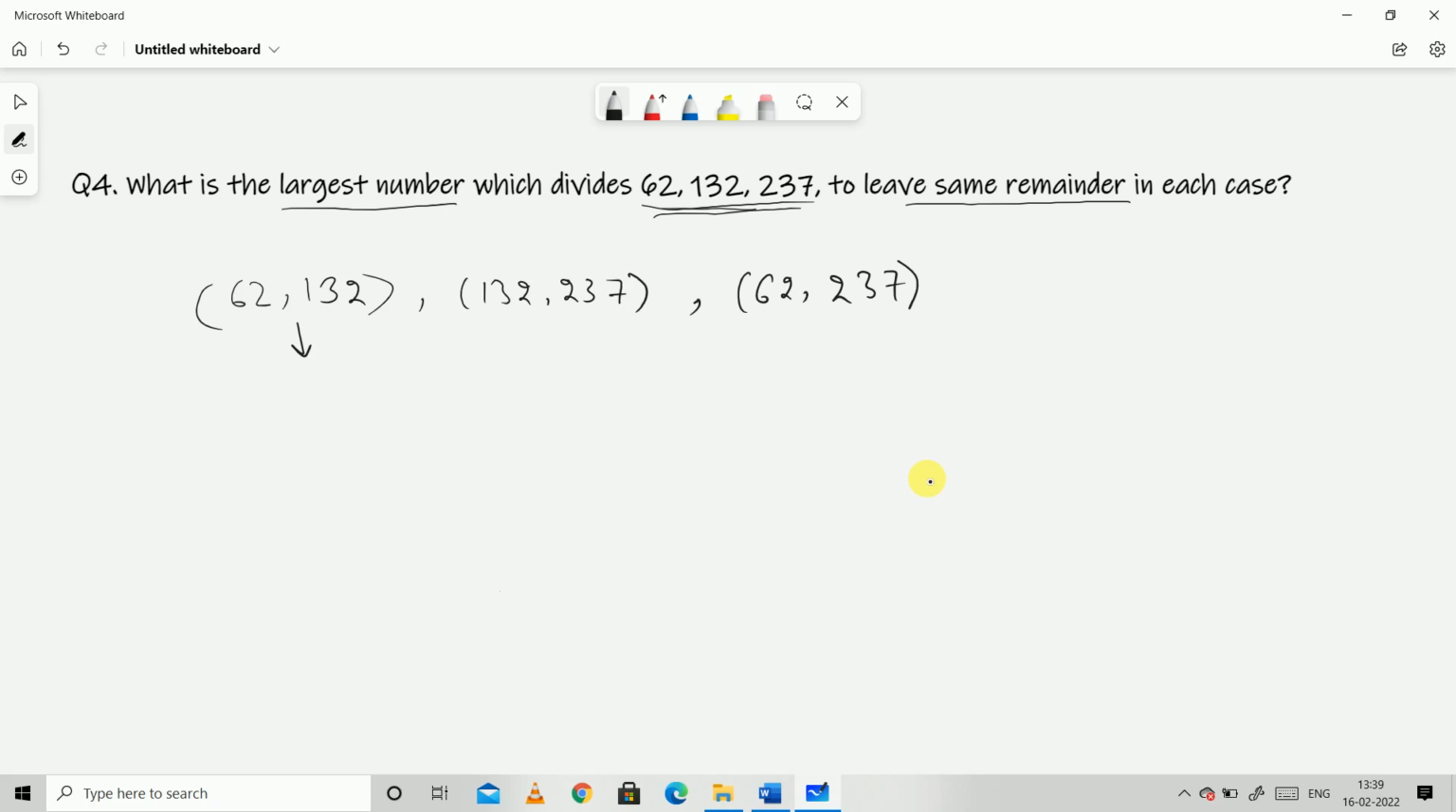We'll find the differences in each case. What will be the difference here? 132 minus 62 is 70. What will be the difference in this case? 237 minus 132 is going to give 105. And then what is the difference over here? 237 minus 62 gives 175. So these are the differences that we got. Now you need to find the HCF of these differences, and that will be our answer.